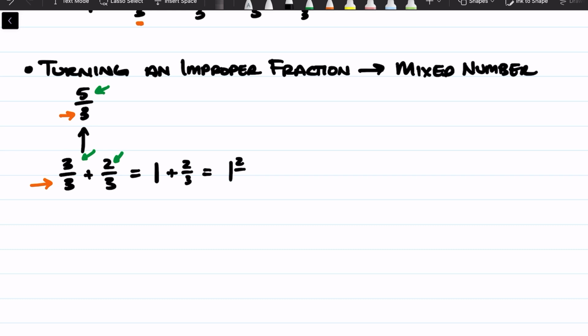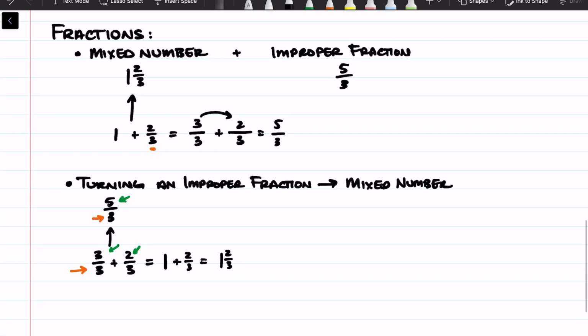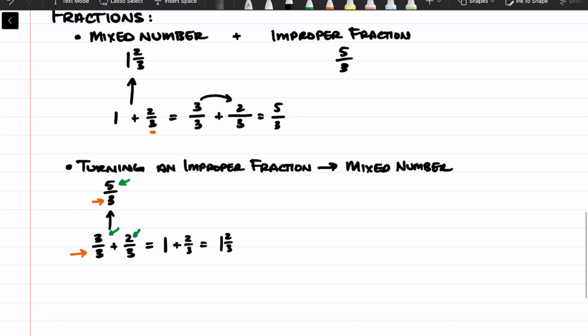So it's 1 and 2/3. So you could see here that I was able to go back and forth. I was able to turn the mixed number into an improper fraction and go the other way as well. So that is an example of how you can use these mixed numbers and improper fractions.